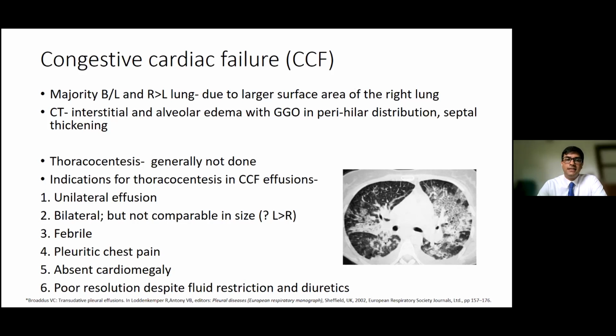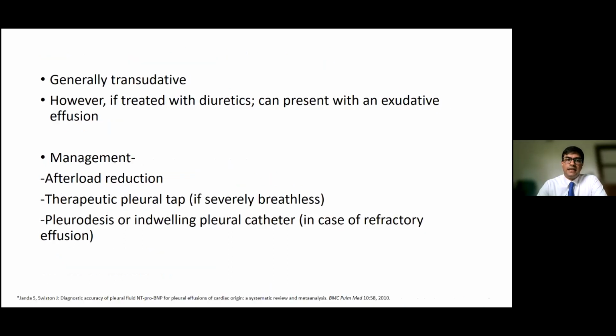However, in certain scenarios, such as unilateral effusion, bilateral disproportionate effusions, or in febrile patients, we tend to perform diagnostic thoracocentesis. The effusion is generally transudative unless the patient is treated with diuretics, where the patient can have an exudative effusion. The management includes afterload reduction with diuretics, therapeutic pleural tap in severely breathless cases, and pleurodesis and indwelling pleural catheter in case of refractory effusion.